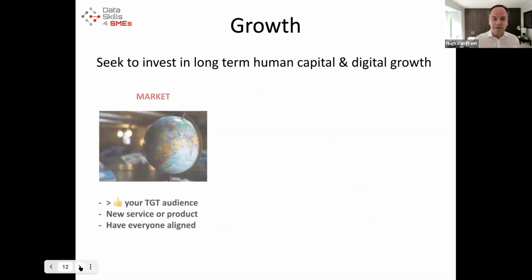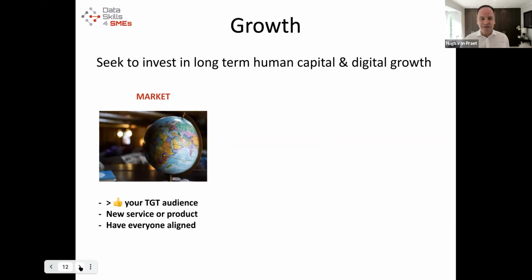Now, the growth part. So seek to invest for the long term here. In the first part, the accelerate part, it's more about the people and less about the technology. In the growth part, technology can play, of course, a more and more important role. So here you would like to go into a different market. You would like to sell different products, additional products. So how do you address that?